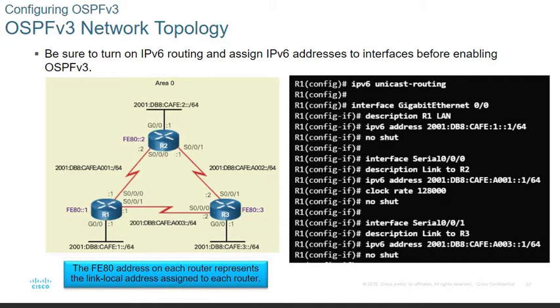Configuring OSPFv3: OSPFv3 network topology. Be sure to turn on IPv6 routing and assign IPv6 addresses to interfaces before enabling OSPFv3. The FE80 address on each router represents the link-local address assigned to each router.